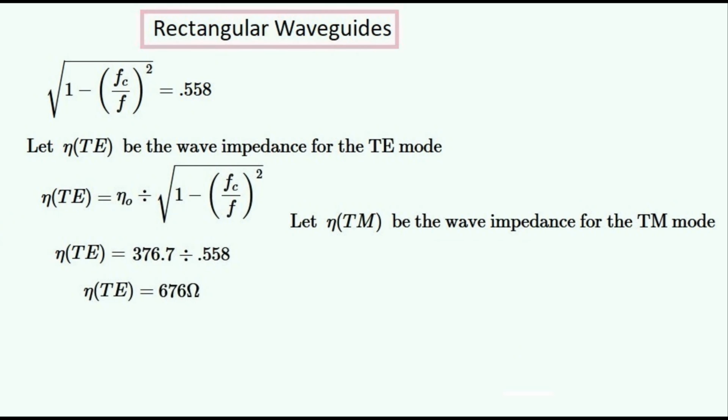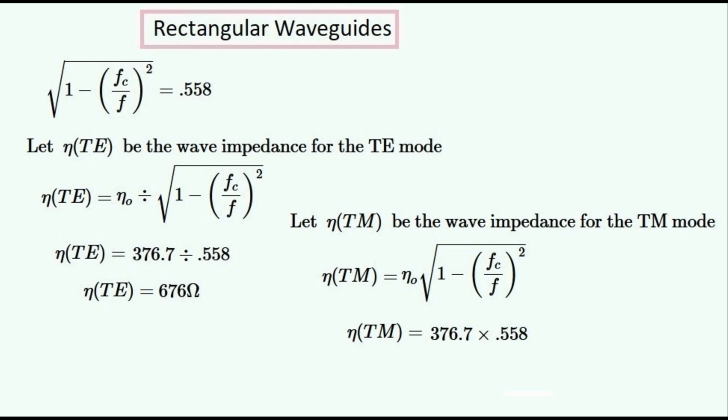Now to find the wave impedance of this waveguide for all of the same values of N and M, but for the TM mode. This is the formula that we'll be using, which is different to that for the TE mode. We'll plug all of the numbers into it like we did before. And so we'll get this value for the wave impedance in this case.